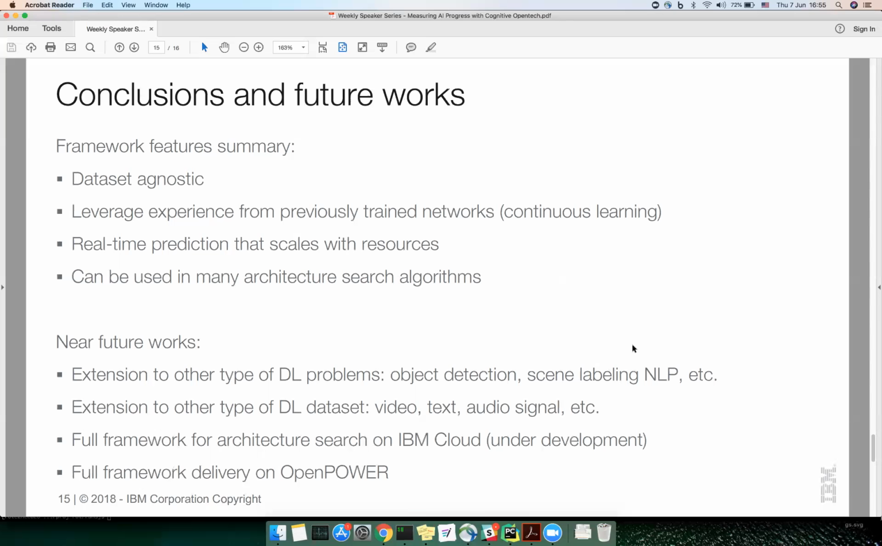We plan on extending this work to object detection. This would be the most natural extension from image classification. Probably also to video and text, but that's future work. We are currently embedding this into an IBM cloud product, and we also deliver this on Open Power.